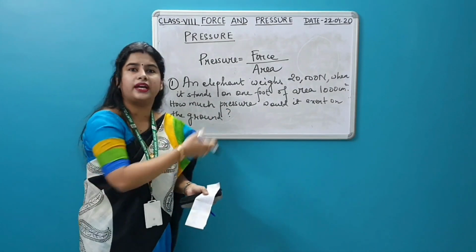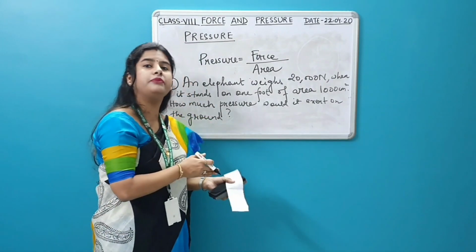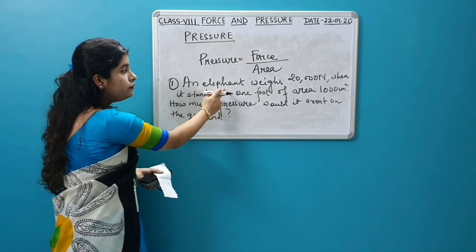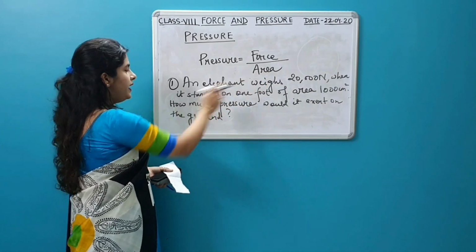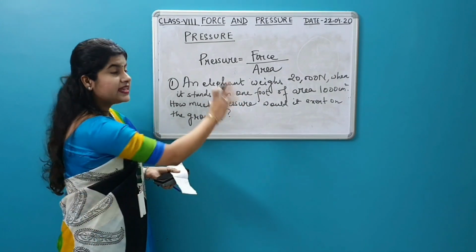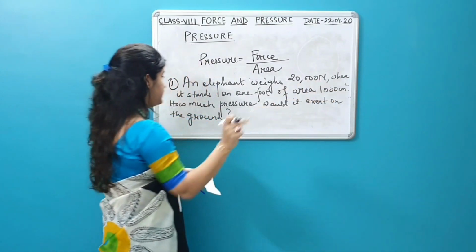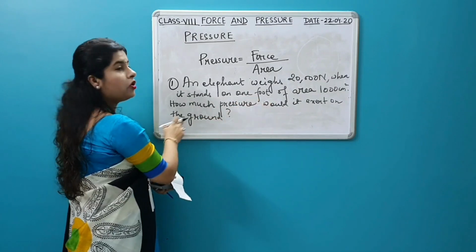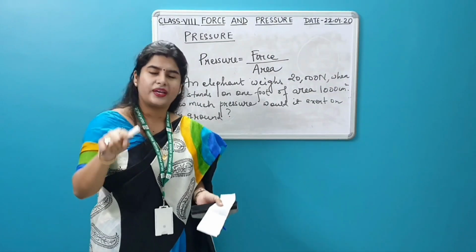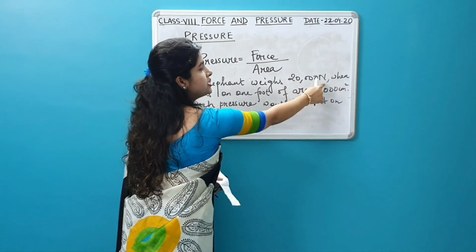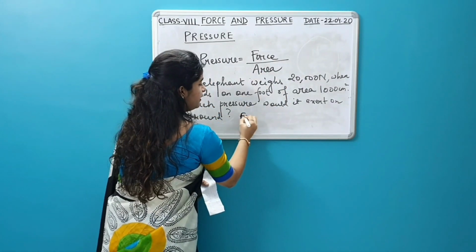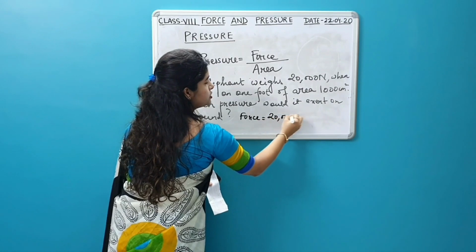You can note down the question and practice it along with my explanation. The same thing is given in the study material also. Is that clear? Okay. So what is the question? An elephant weighs 20,000 Newton when it stands on 1 foot of area 1000 centimeters square, mind it. How much pressure would it exert on the ground? So what is the first thing I told you? Extract the data that is given in the question. What is provided to us? 20,000 Newton. It means my force is already given. Force is given: 20,000 Newton.